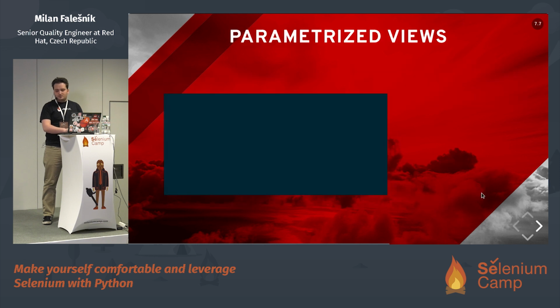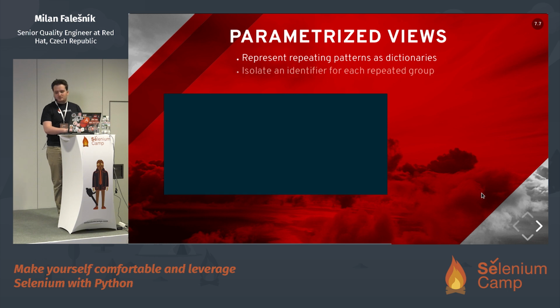Also, parameterized views is a quite interesting thing, because it also allows you to interoperate in a REST-like fashion. So the interaction with the UI looks a bit more like it was with the REST API. So it represents repeating patterns on the UI as dictionaries. For example, you have rows of fields. So you isolate an identifier, which is uniquely identifying the group.